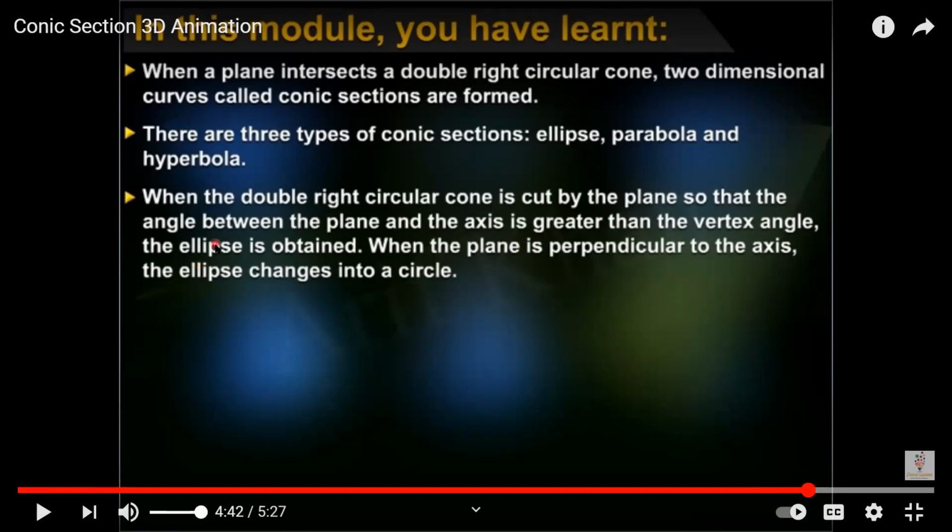So this is just how it is formed, the theory behind that. If the angle between the plane and the axis is greater than the vertex angle, an ellipse is formed. If that angle between the plane and the axis is 90, it is a circle. If the angle between the plane and the axis and the vertex angle are equal, it is a parabola. If the angle between the plane and the axis is less than the vertex angle, then it is a hyperbola. That is what we have seen. But leave that.